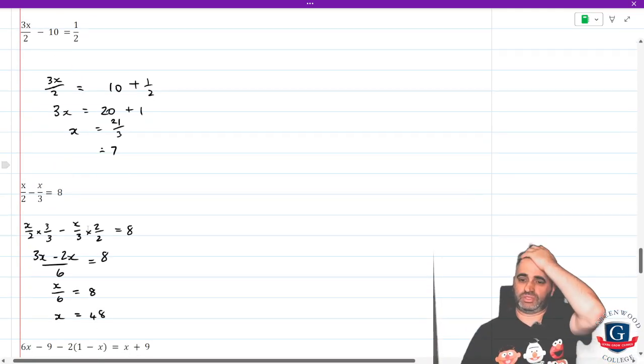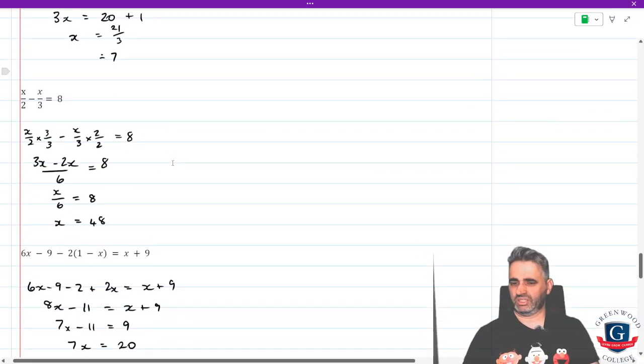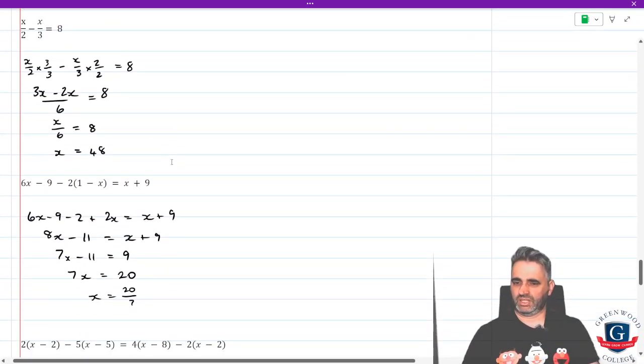3x/2 - 10 = 1/2. Add 10 to both sides, and then multiply everything by 2 to eliminate the 2. You end up with 3x = 21. Divide both sides by 3. You get x = 7. There's a couple of different ways you can do this one. That's just one way. I don't even know if that's the best way.